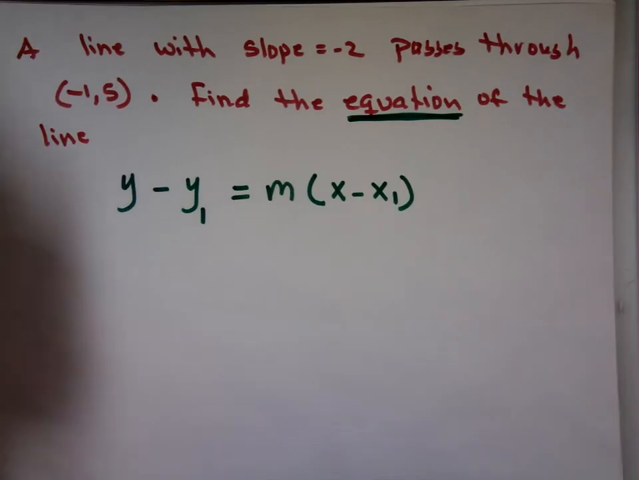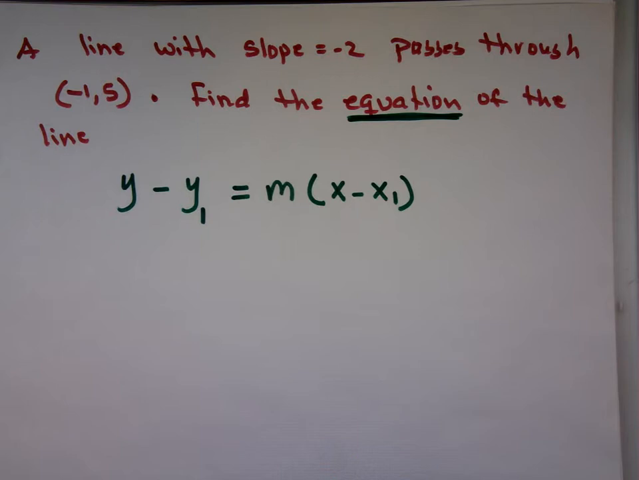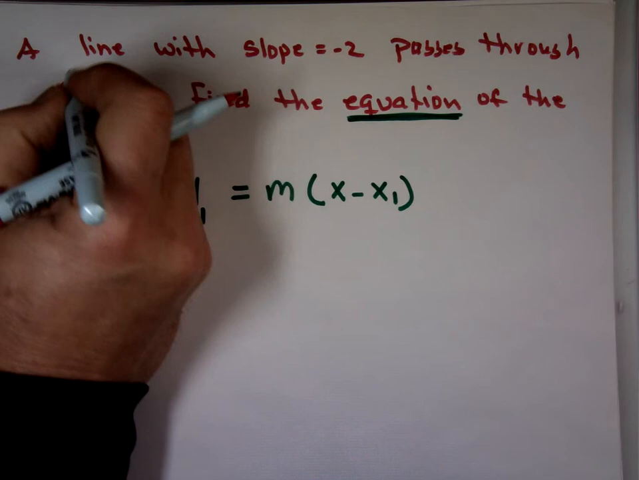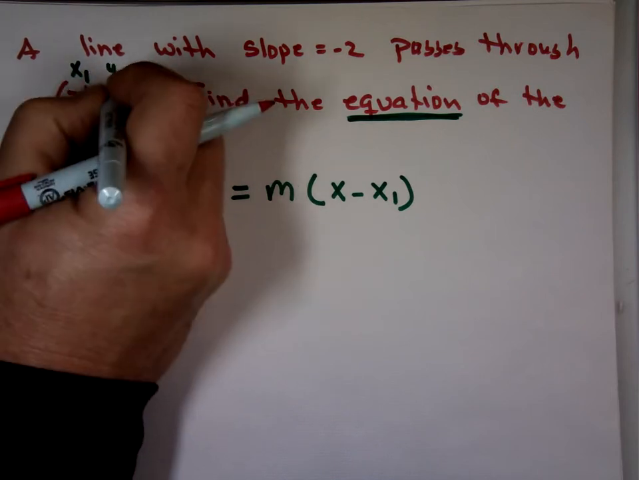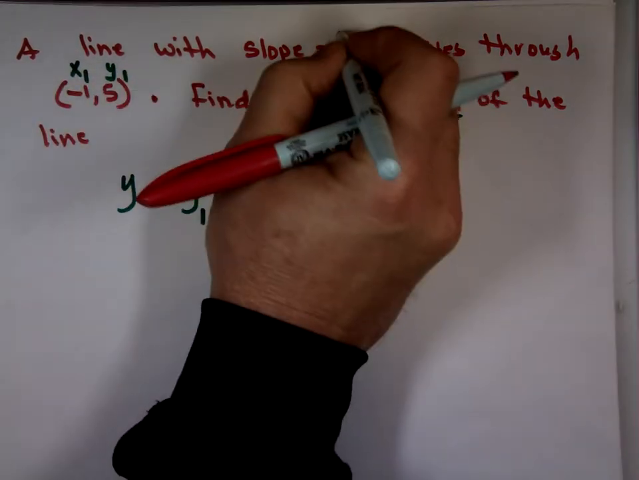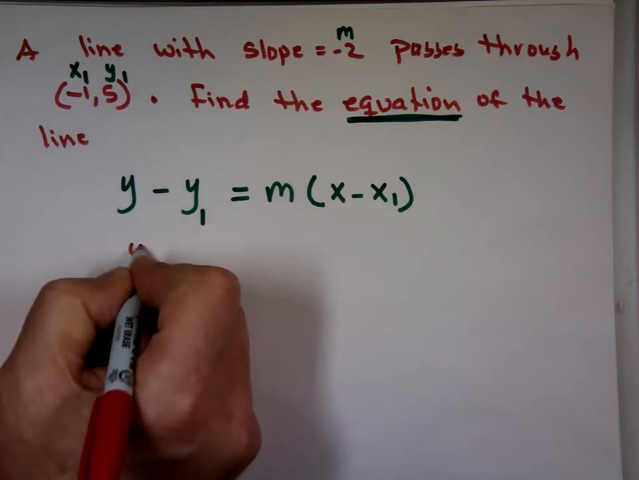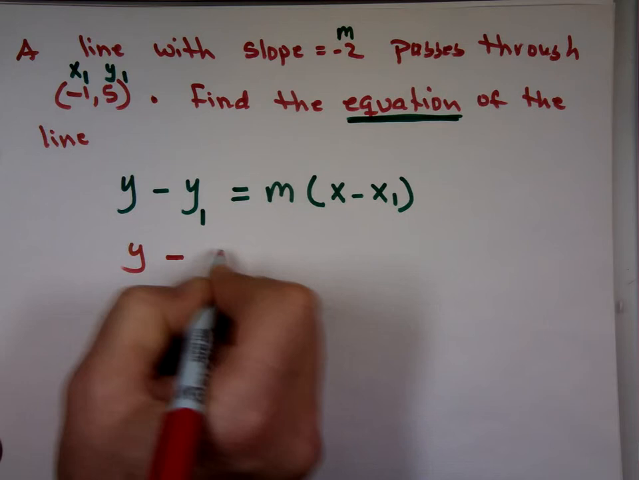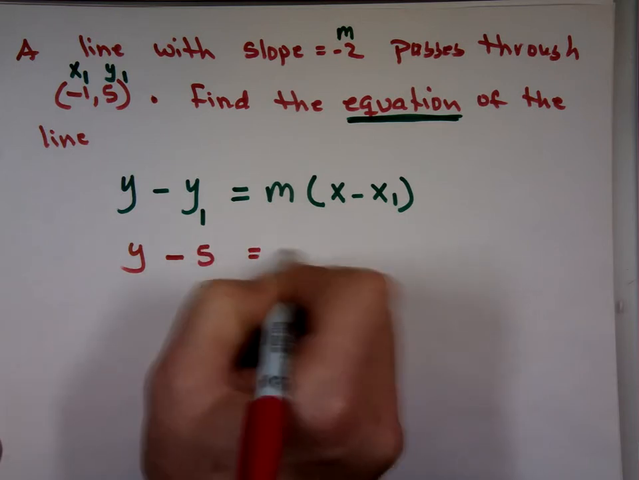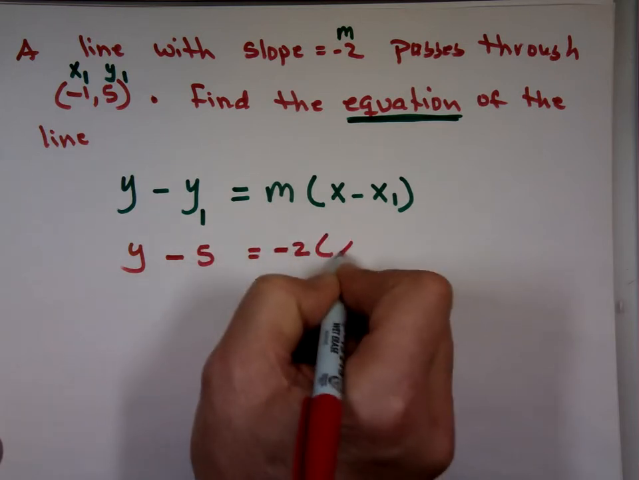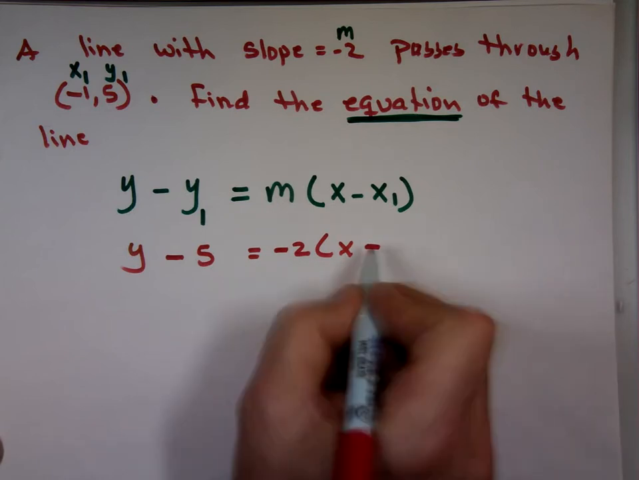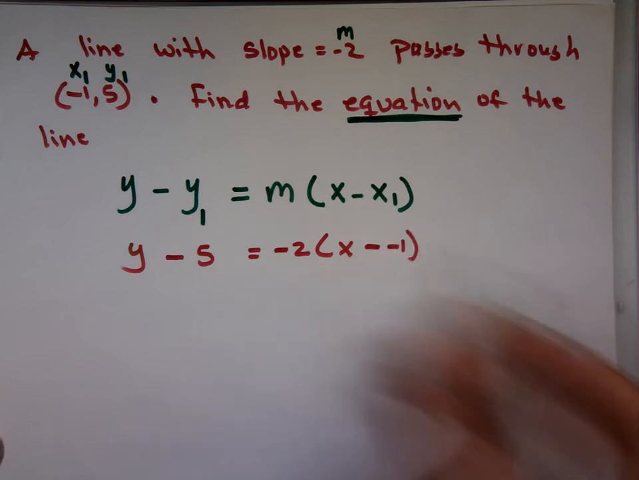Do we have 1 point and the slope here? Yes. The point gives you the x value, that's x sub 1, and this is y sub 1, and the slope gives you the m. So if you plug in these numbers, what do you have? Y minus, what is y sub 1? 5 equals the slope, which is -2, x minus, what's x sub 1? -1. What's a minus minus 1? Positive, good.